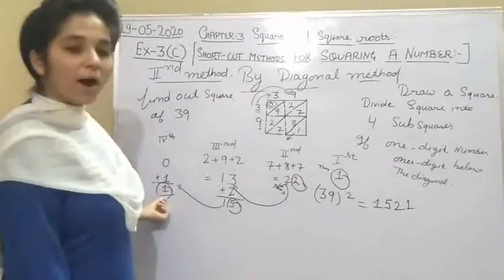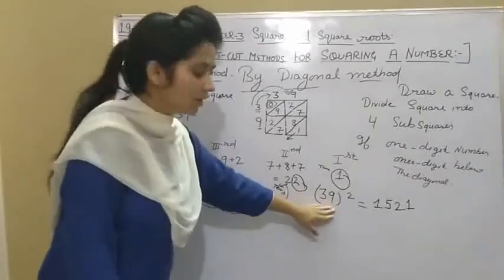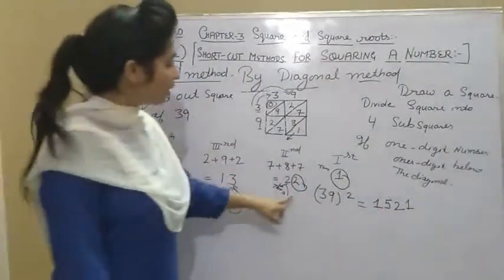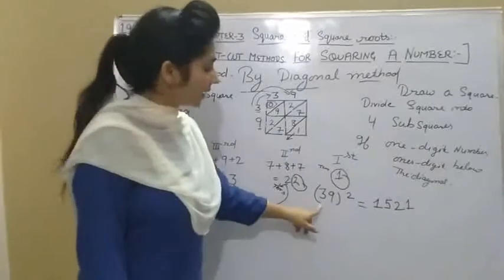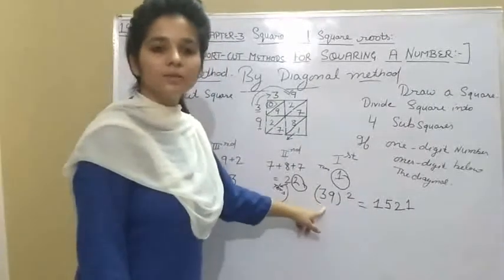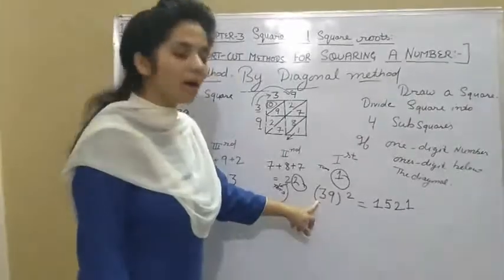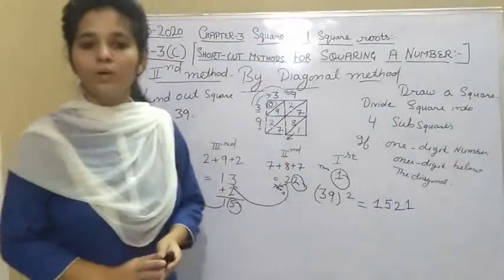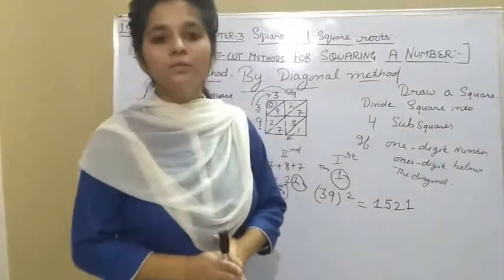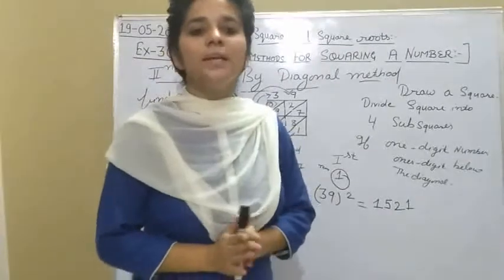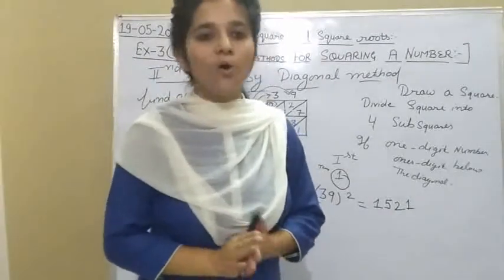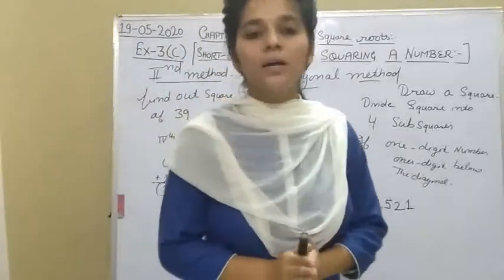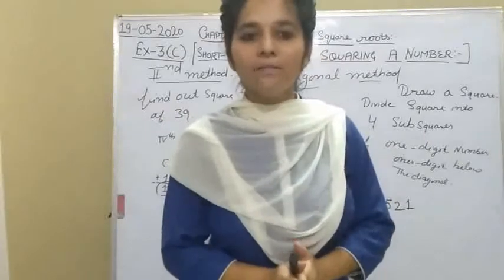So the required number is 1521. That is the square of the given number 39. So the square of the 39 is 1521. I hope students you have understood these two methods. With the help of these two methods you can solve your exercise 3rd C. Thank you and have a nice day.